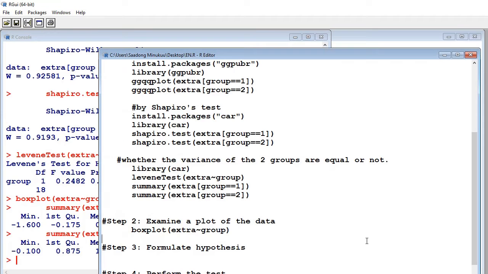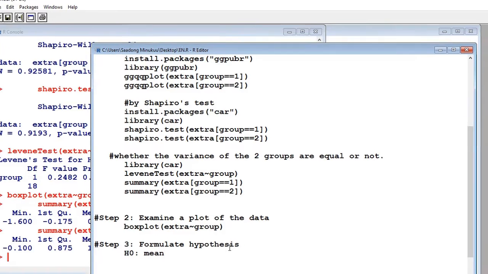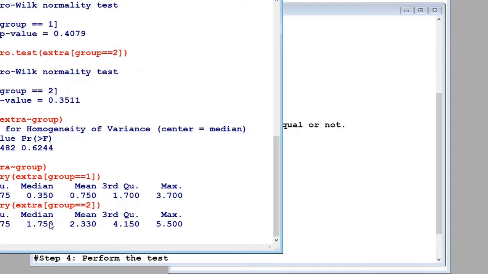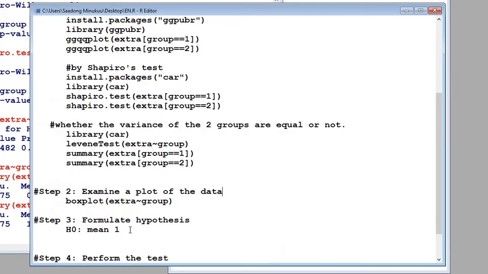So let's formulate our hypothesis. Our null hypothesis H0 will be that the mean of population 1 will be what? From what we have just observed based on our sample, we realize that the mean of population 2 is greater than that of population 1. So the mean of population 1 will be less than the mean of population 2.